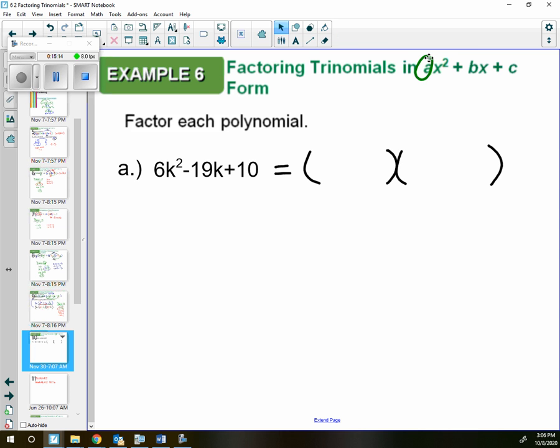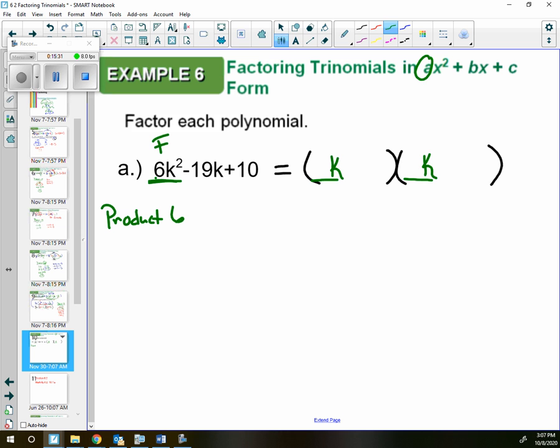All right, so let's do our color coding here. We'll put in everything we can. So that comes from the first terms, right? So the product of the first. Notice there's a k squared. So for sure there's going to be a k times k. Now the problem is there's also a 6. So I need to think about things that multiply to 6. So things that multiply to 6 would be 2 times 3 and 1 times 6. Those are my possibilities.